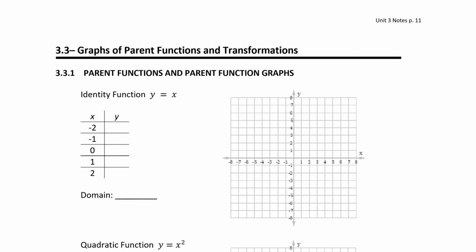In section 3.3.1, we're going to develop a library of parent functions and parent function graphs. Any graph that we construct in Unit 3 will first begin with one of these 6 basic functions. So it's really important that you can generate these parent functions and recognize them easily. We'll begin with the identity function.